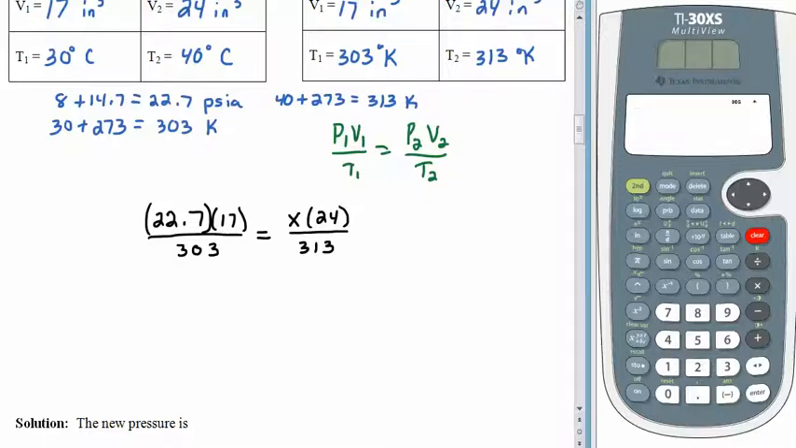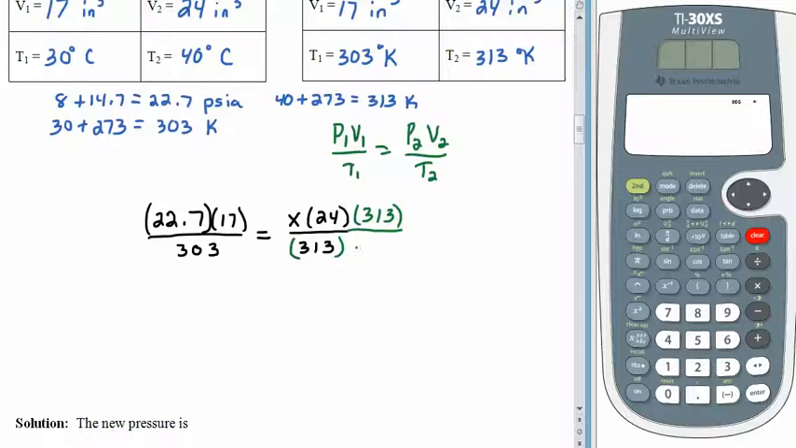Alrighty, so our job is to isolate that variable. We need to get x all by itself. What I want you to think of is this x as if it's being multiplied by the fraction 24 over 313. You know that to undo multiplication, we would use division, and dividing is the same as multiplying by the reciprocal. So if I come over here and extend this fraction bar and multiply on the numerator by 313, you can see that those are going to cancel out.